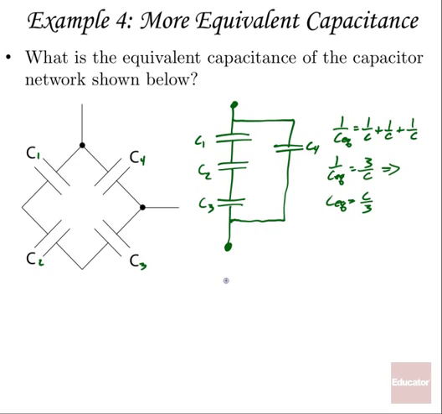Now I could redraw this as one capacitor, C over 3, in parallel with our other capacitor. We still have C4, or just C. Capacitors in parallel, well, all you have to do is just add them to get their equivalent capacitance. So our total equivalent capacitance is going to be C over 3 plus C, or 4/3 C.